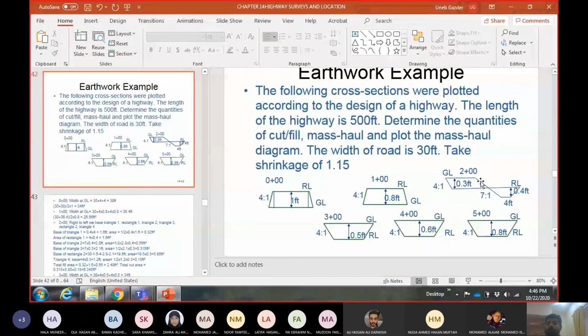This is the slope of the ground. This is not the side slope. Side slope is at the end of the road, at the end of the width of the road. So this is side slope 4:1, and this one is side slope 4:1. This one is the slope of the ground, the natural ground, which is 7:1. So whatever I take here, I cannot multiply by 2 for this side. I have to take the area of this triangle separately.